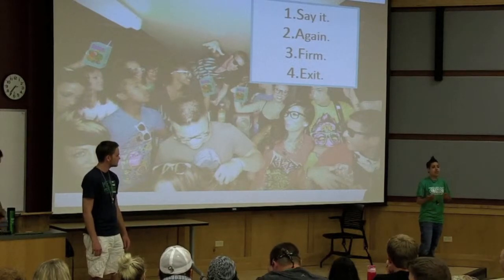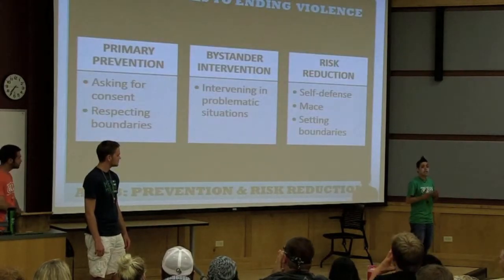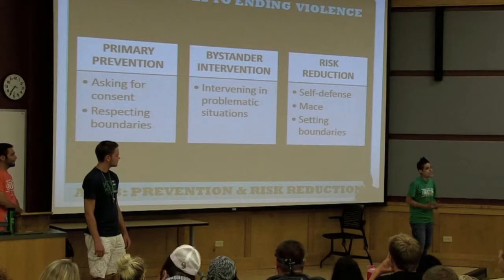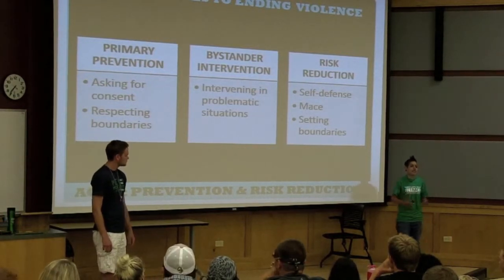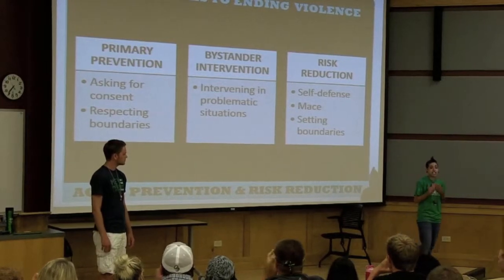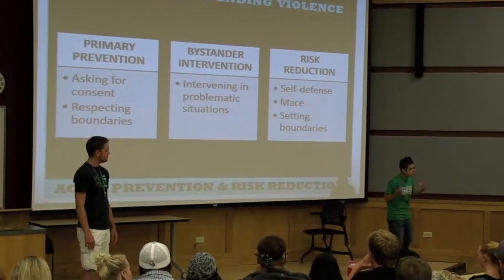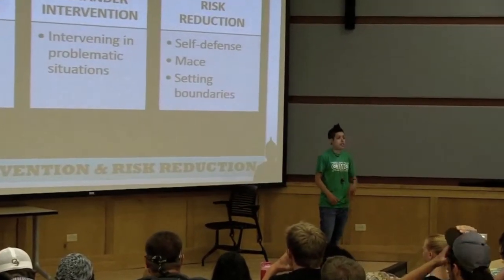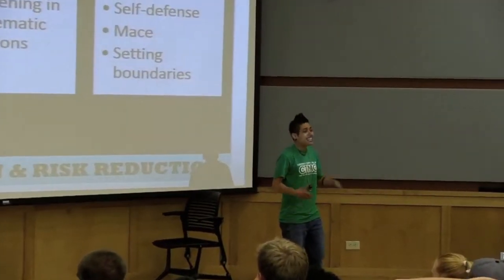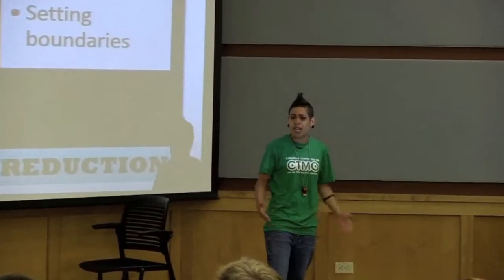Setting boundaries and risk reduction strategies can feel really empowering, but they don't necessarily prevent an assault from happening. So we have an analogy to kind of put it in perspective. If I want to reduce my risk of getting in an accident as a driver, I'm going to be a really safe driver. I'm gonna drive at 10 and 2, always go the speed limit, wear my seatbelt, but that doesn't prevent another driver from coming up and smacking into the side of me. It doesn't prevent an accident from happening, and that's the same with risk reduction strategies and sexual assault.